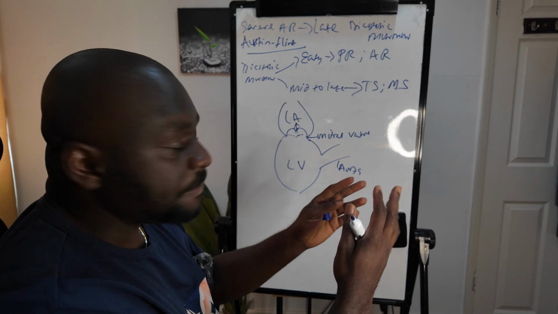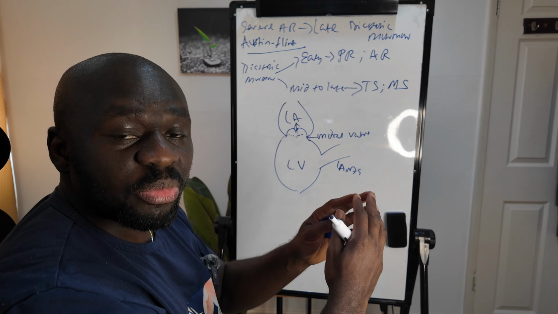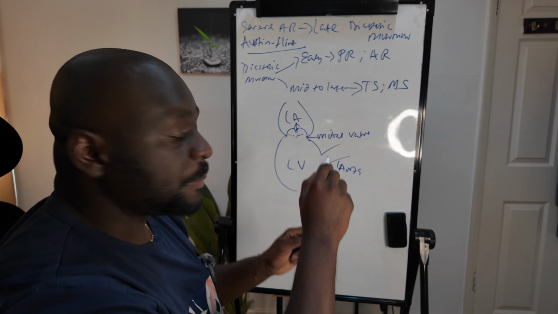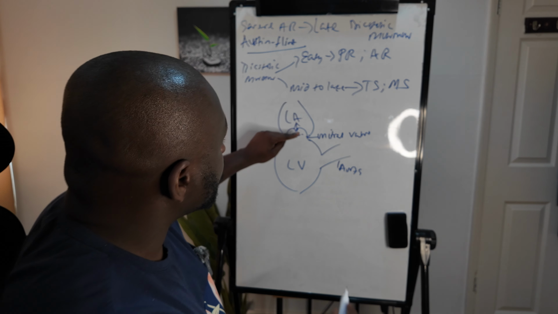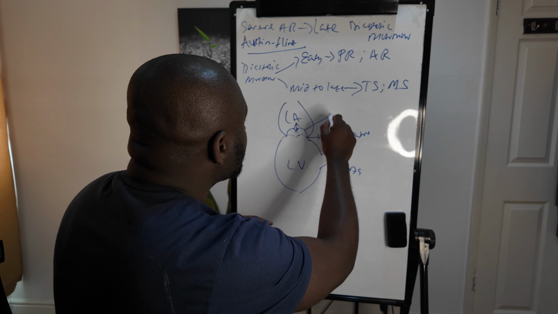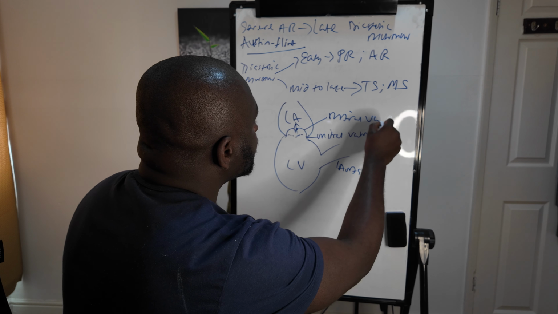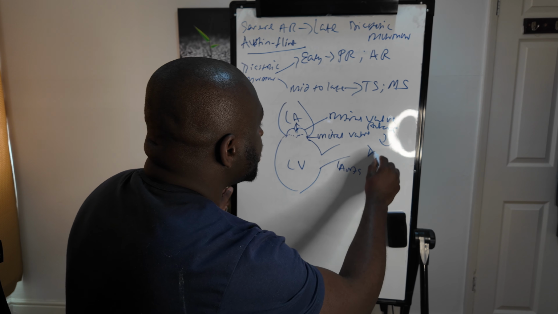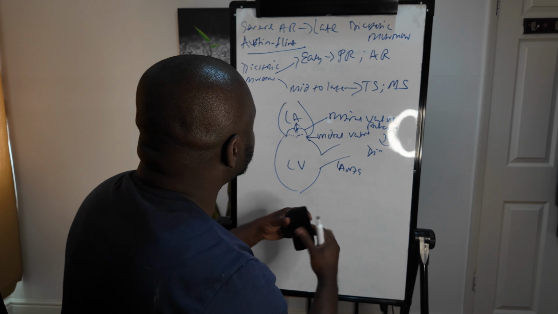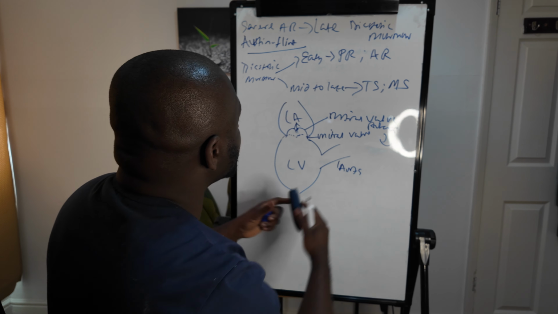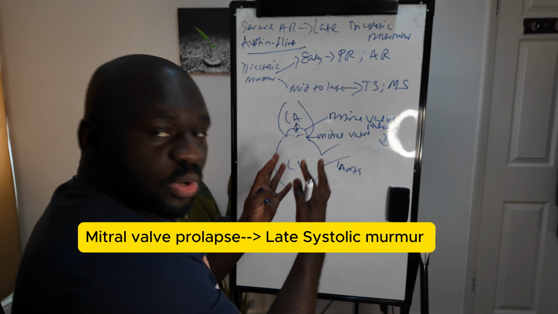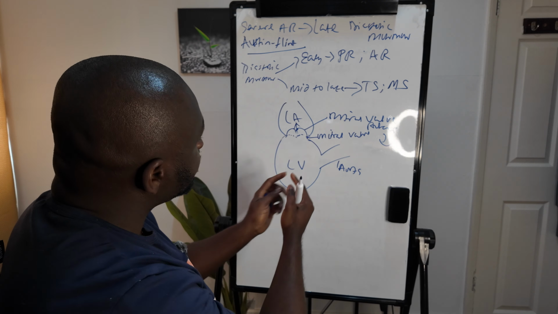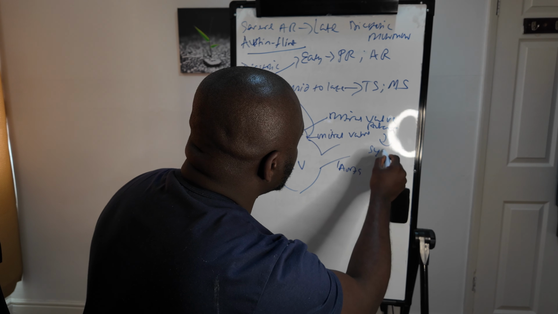And because of that strain on the valve, that change in the normal dynamic and mechanics of the valve, you can have a leak, a regurgitation. So a mitral valve prolapse can cause a diastolic murmur. Sorry, a systolic murmur. My bad. Because it's happening when the ventricle is contracting and this valve is prolapsing under pressure, and you can have a leak. So it can cause a systolic murmur.